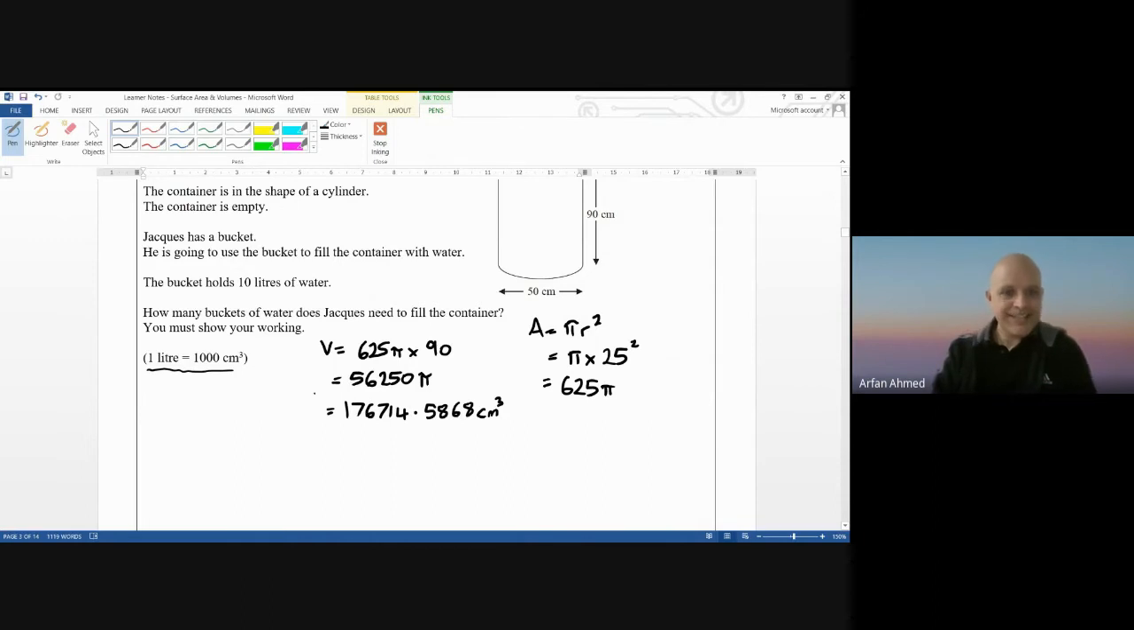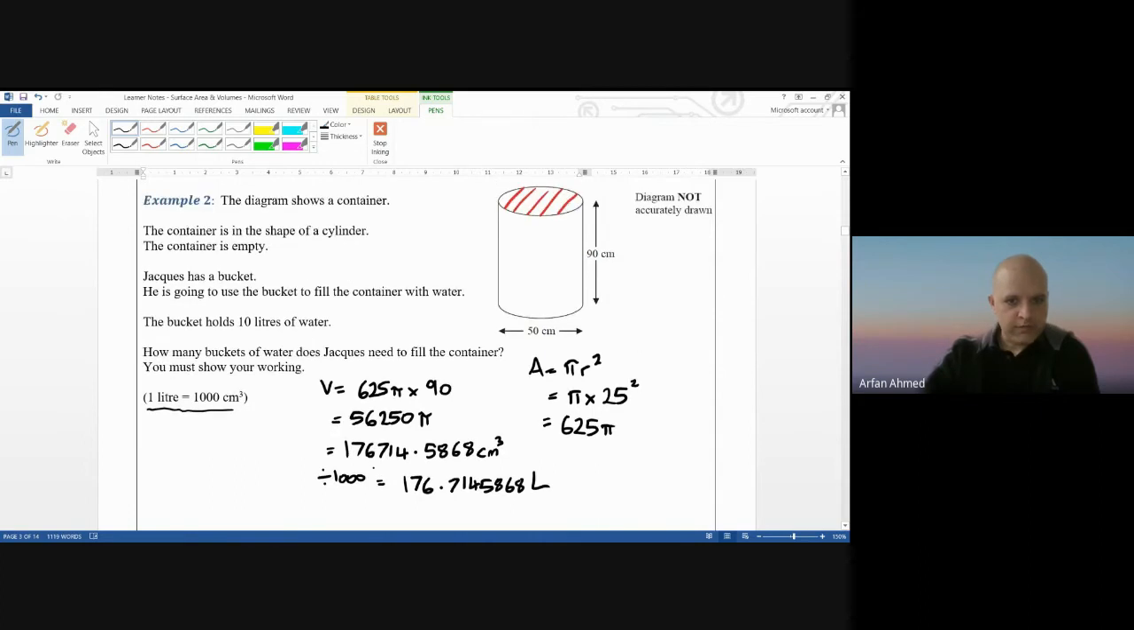Let's change this to liters. So we're going to have to divide by 1,000. How many thousands go into that? That's going to give me 176.7145868, and that's going to be in liters. All right, so about 176 liters can fill this container. Okay.